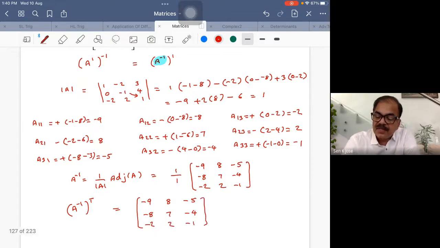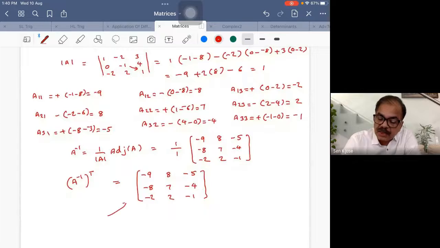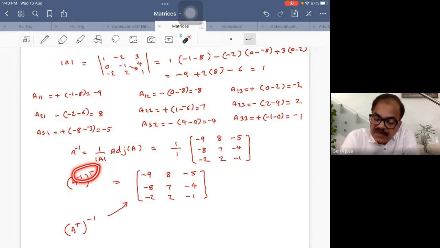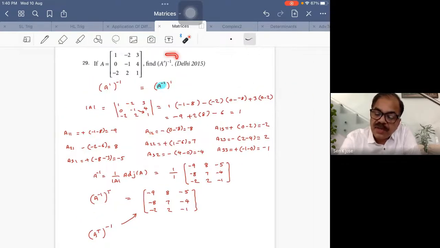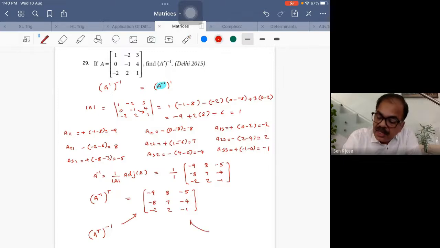This is A inverse the whole transpose, but that is actually same as A transpose the whole inverse. Because as we discussed, these two operations, inverse and transpose, are interchangeable. So I can say A inverse the whole transpose is the same as A transpose the whole inverse. Actual question was to find out A transpose the whole inverse. So here we have the answer.